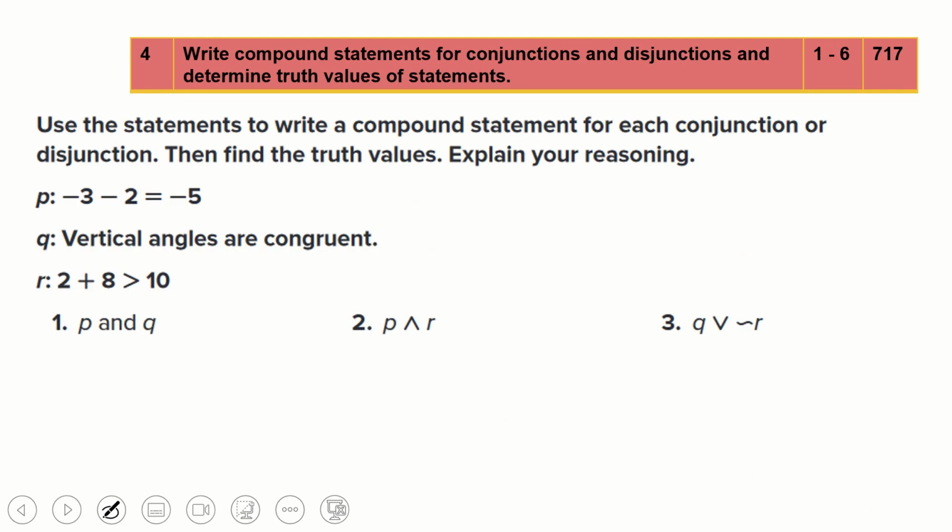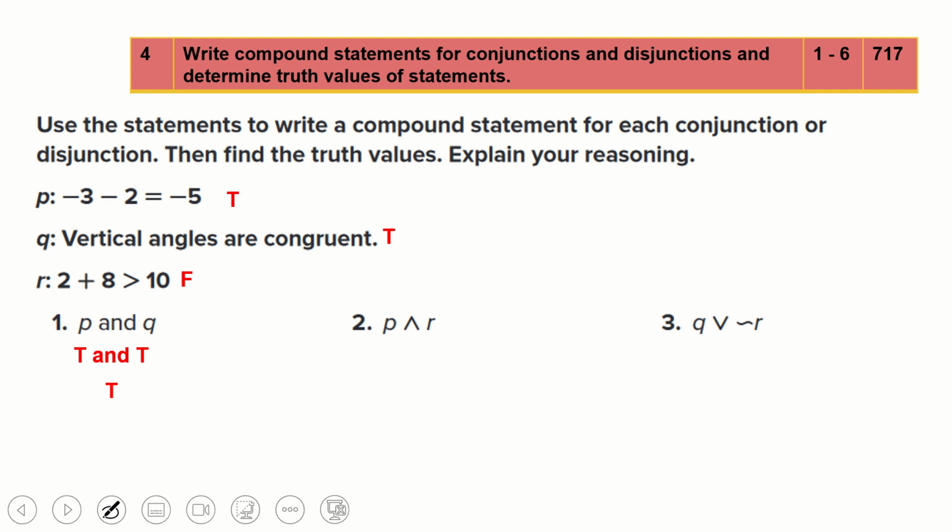In question 4, we need to write compound statements for conjunctions and disjunctions and determine the truth value. So if we look at the first statement, -3 minus 2, is it equal to -5? Indeed it is. So it's true. Vertical angles are congruent for sure. This is true. And 2 plus 8 is not bigger than 10. So this is false. And P and Q, which means true and true gives true. Remember the truth table for and, or, and these things that we covered in class?